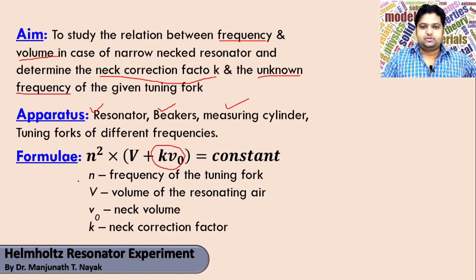In this formula, n is the frequency of the tuning fork. V is the volume of the resonating air, which is nothing but the volume of water that we will be getting. V naught is the neck volume, I'll get back to it. And K is the neck correction factor that we'll be calculating.